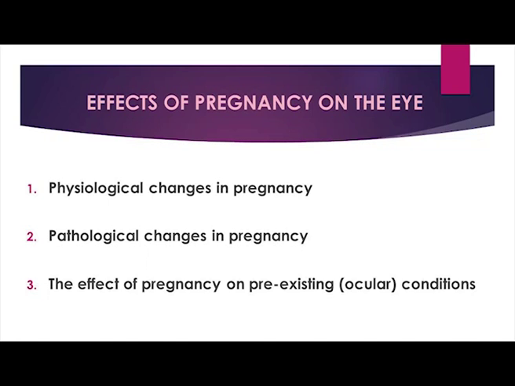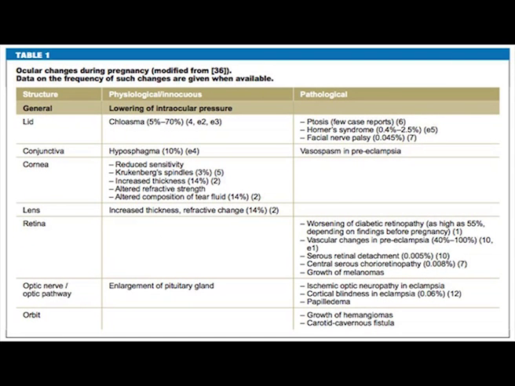So this slide is quite busy, but I'm just going to leave it there for you to look at because it's a good summary of my next two slides. But it's basically the physiological or more innocuous changes that occur in the eye as a result of pregnancy and the more pathological conditions. And it's divided up into different structures. So I'm going to start with the more physiological, benign kind of changes.